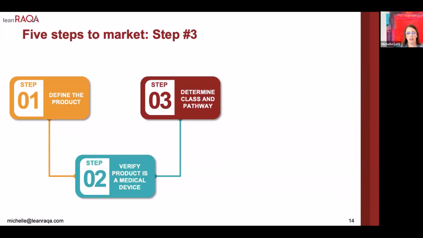So now that we have our intended use statement and we verified that our product is a medical device, we're going to move into how to determine the classification and pathway.